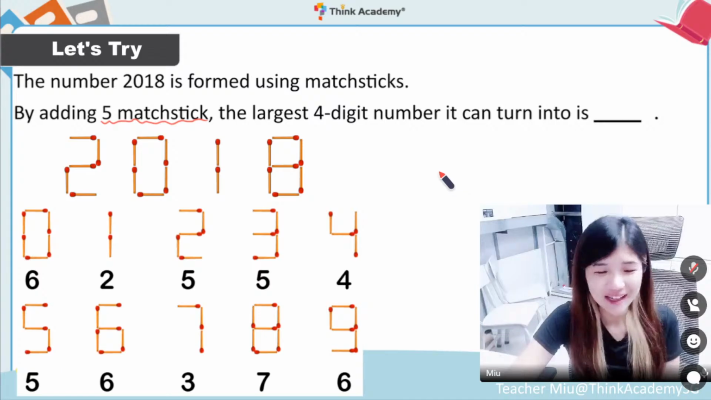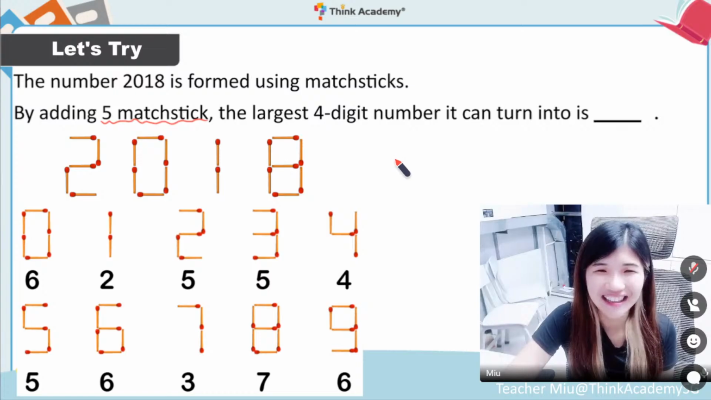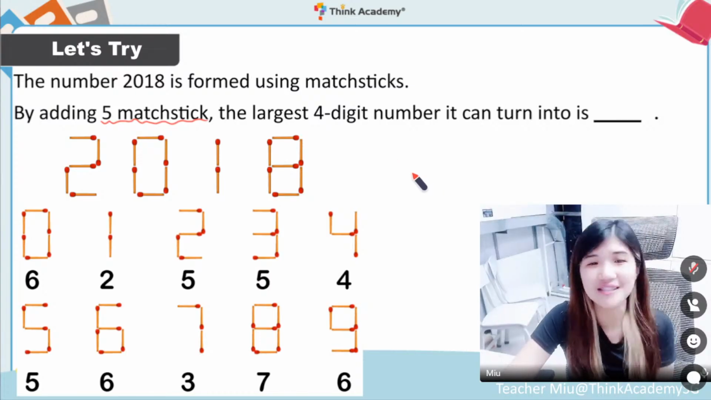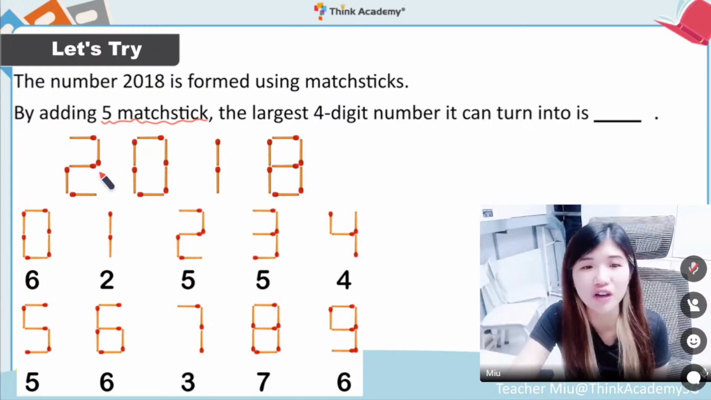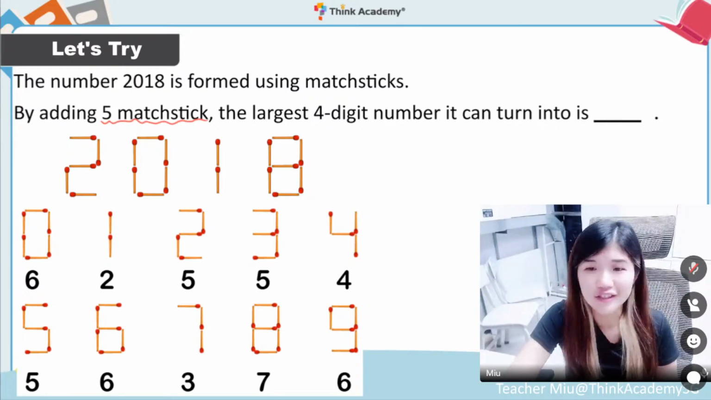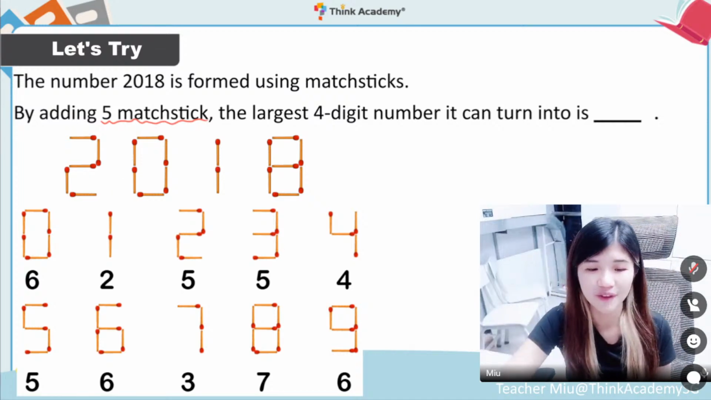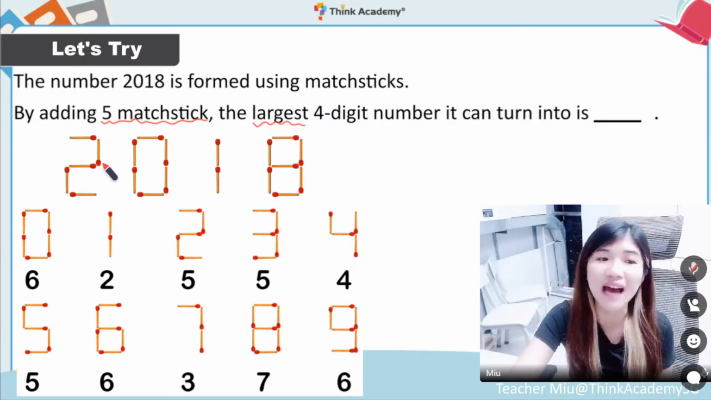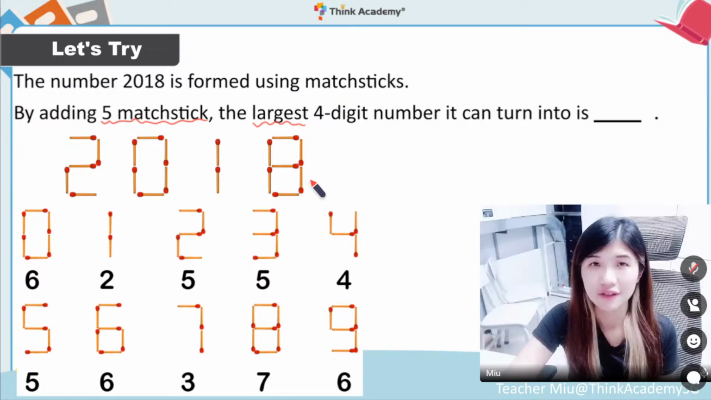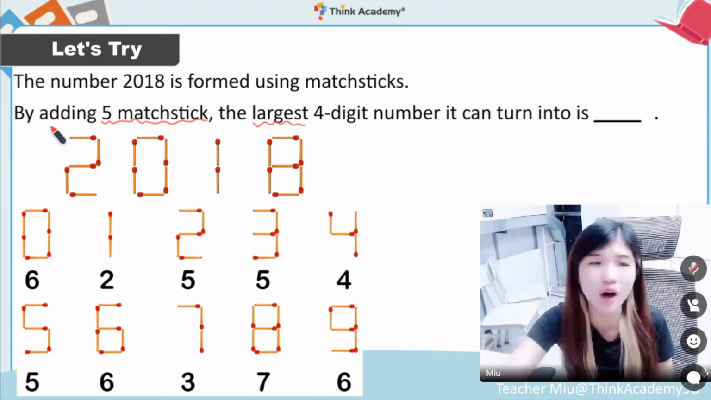Okay guys, seriously, can we make it 999? You are just adding 5 matchsticks. Can you change the position of the current matchsticks? Of course not. You can just put the matchstick in the empty space to make new numbers. Since we are making it as big as possible, we should always start from the highest place. Don't forget, every time we are talking about the biggest or the smallest, we should always start from the highest place.